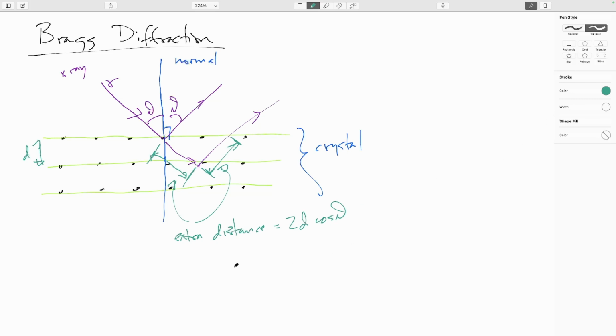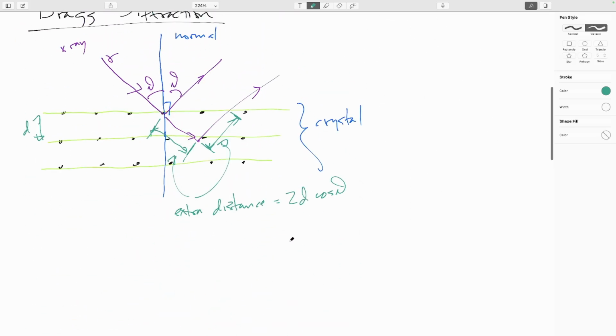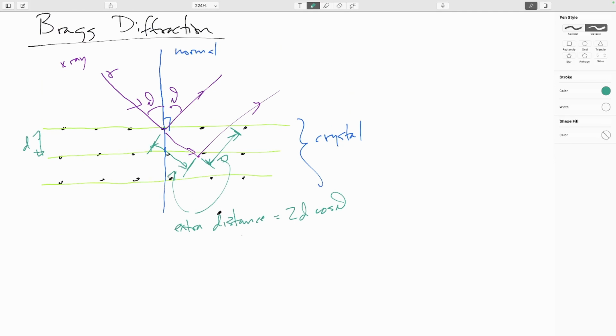So anyway, what we get is that at very specific scattering angles, we will see peaks of X-ray whenever this extra distance traveled, 2d cosine theta, equals m lambda. I'm going to use an m here, just like when we were doing thin film interference. This is just counting the number of possible bright X-ray peaks that we'll see, for m equals 1, 2, 3, and so forth.